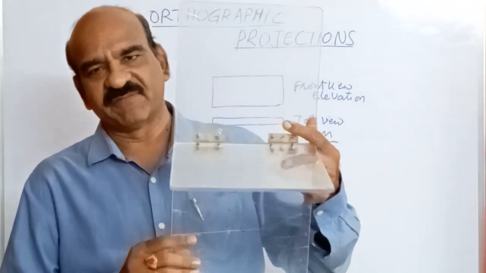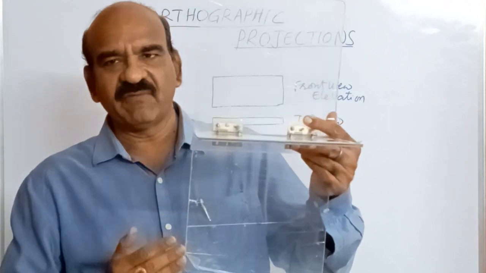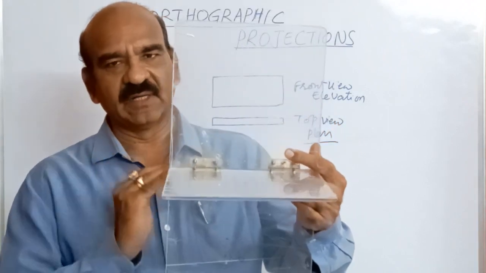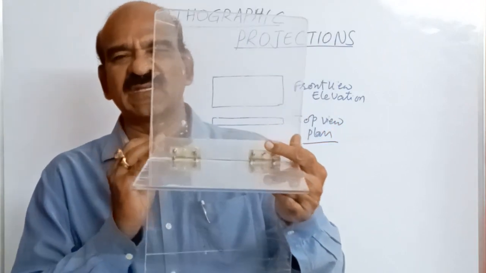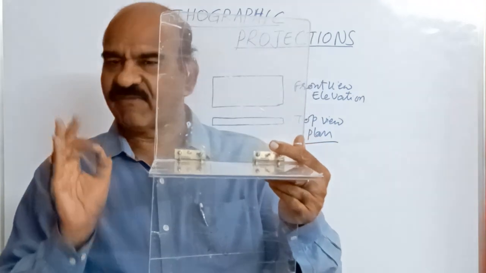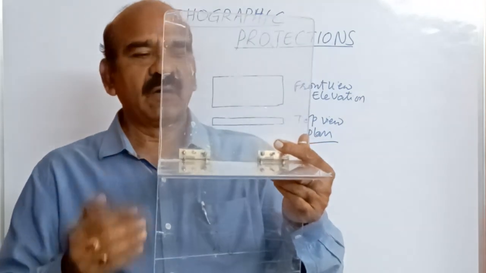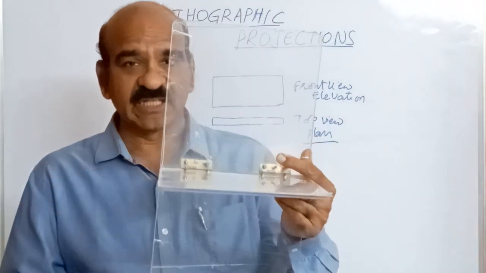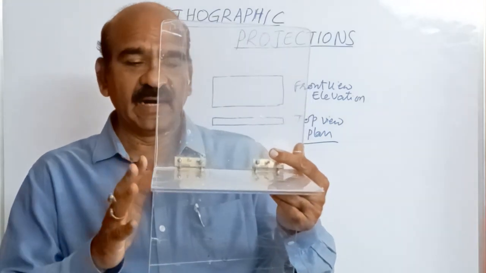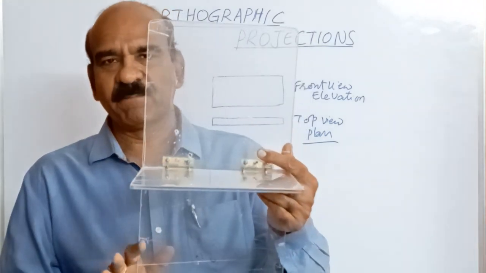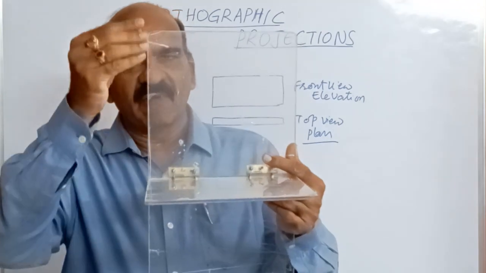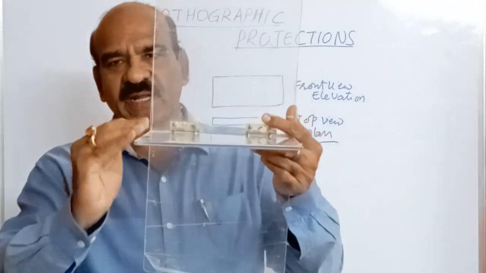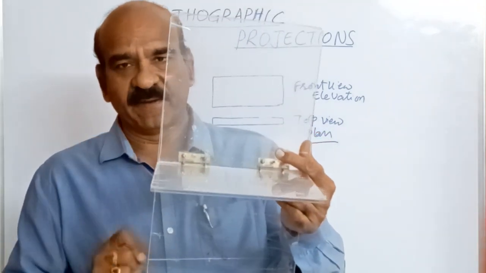We take two plane surfaces. One is a vertical one, another horizontal, right? These two planes are just imaginary planes, only for our purpose. We consider them as transparent, right? And they are just imaginary planes. Here, a vertical plane and a horizontal plane, both are intersecting.